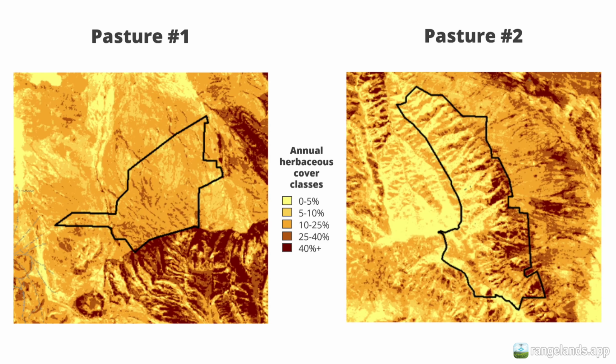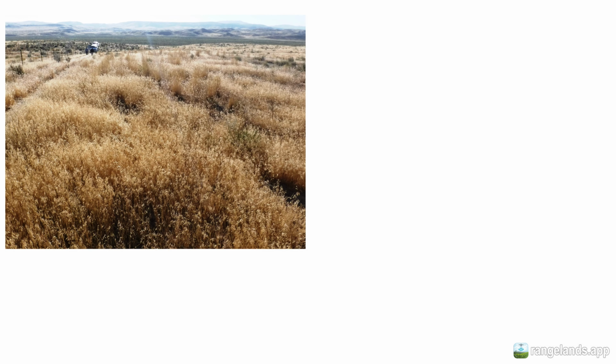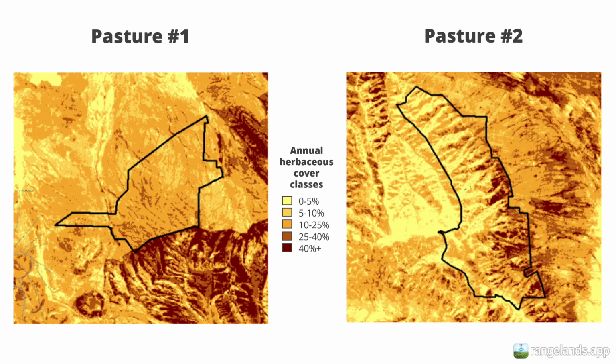These maps depict one of the biggest threats to rangelands in the Intermountain West, annual herbaceous plants, which include the highly invasive grasses, cheatgrass, and medusa head. Both pastures have similar average cover of annual herbaceous plants, but they are very different in terms of landscape variability.